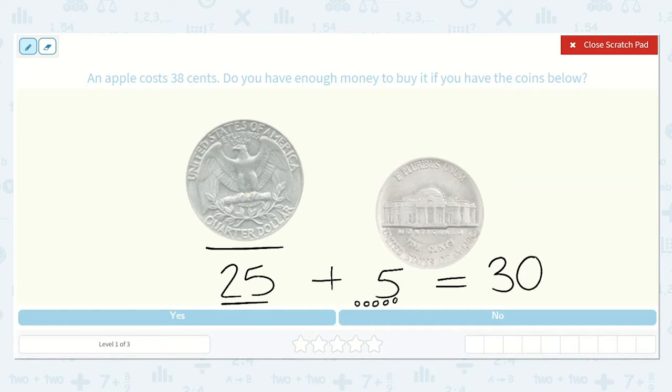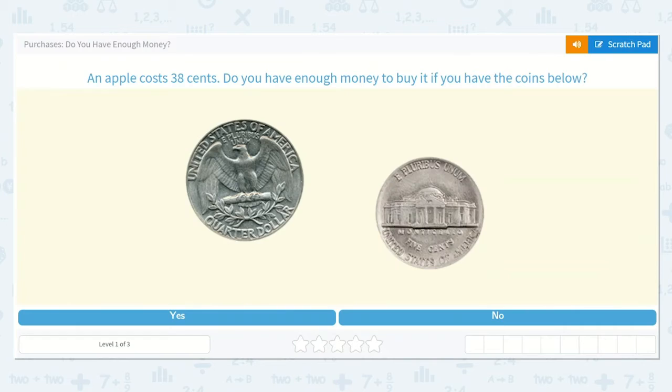If you have 30 cents, do you have enough? An apple costs 38 cents. No, we do not have enough. We need 8 more cents.